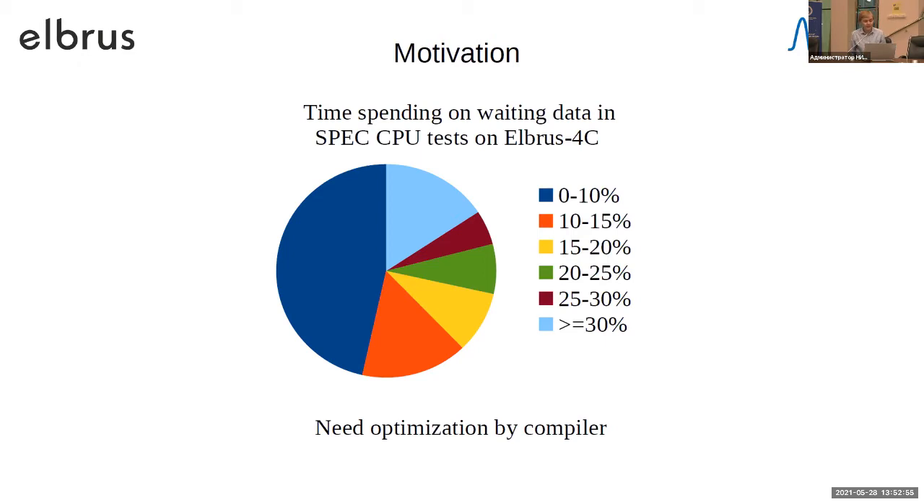And there are near 200 executions of spec CPU tests on spec CPU 2000, 2006, and 2017. And more than half of executions spent more than 10% of time on waiting data. So it's a big field for optimization, and we need to do that.